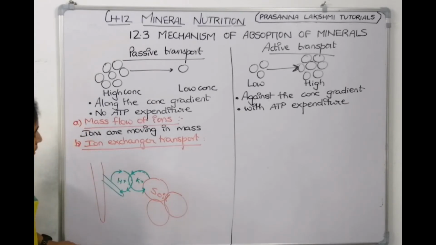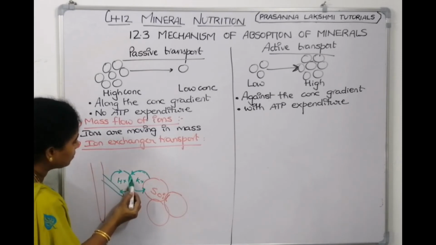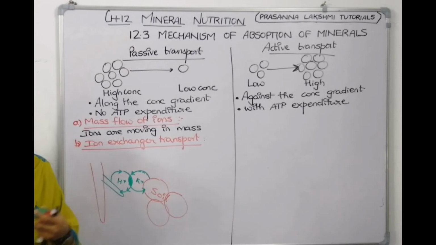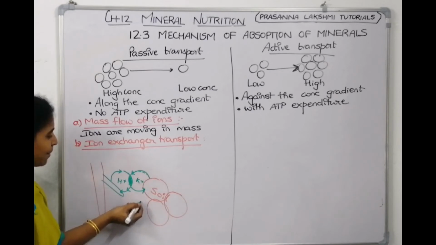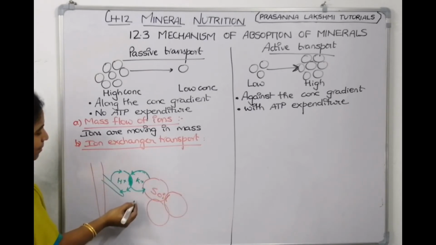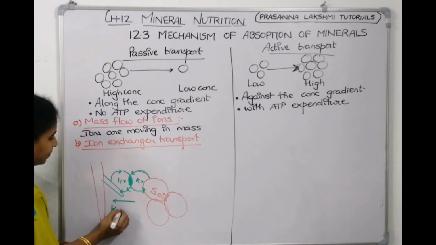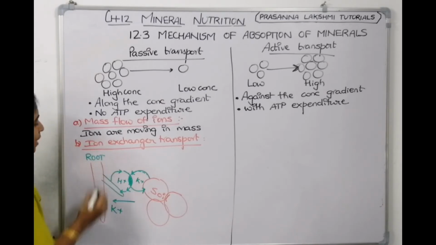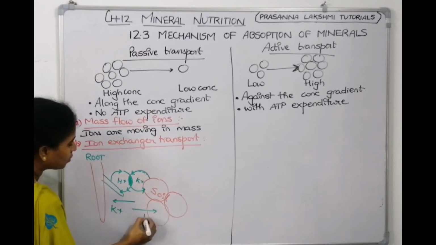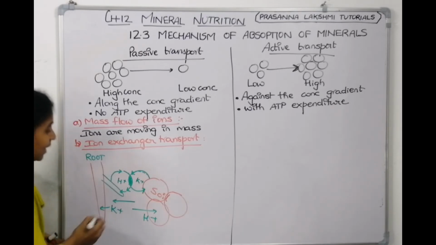Now if you see here, there is a point of collision. When both are colliding with each other, what happens? H plus moves this side and K plus comes this side. K plus should go this side to the soil, but K plus is coming this side. And H plus should come to the root, but H plus is going to the soil. K plus and H plus exchange, right?